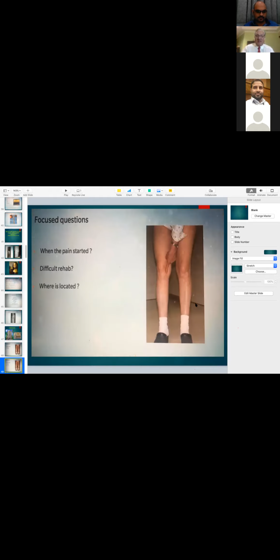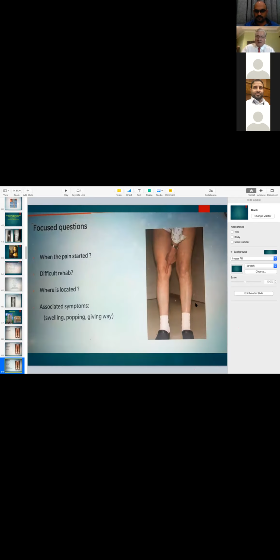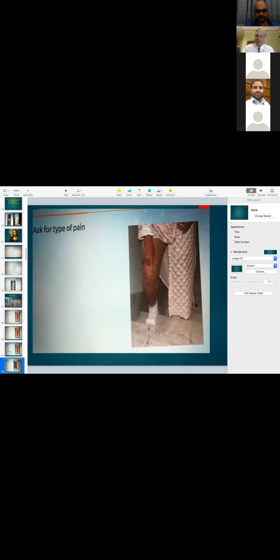Is there mechanical failure or not? Where is the location? It is the medial side, lateral side, or anterior knee, because everything has structures. So medial tibiofemoral, or the patellar, or lateral compartment. Sometimes there are associated symptoms, when there is recurrent swelling or popping or giving way. This means there is something intra-articular and something with the ligament. By these signs and symptoms, you may reach the diagnosis.